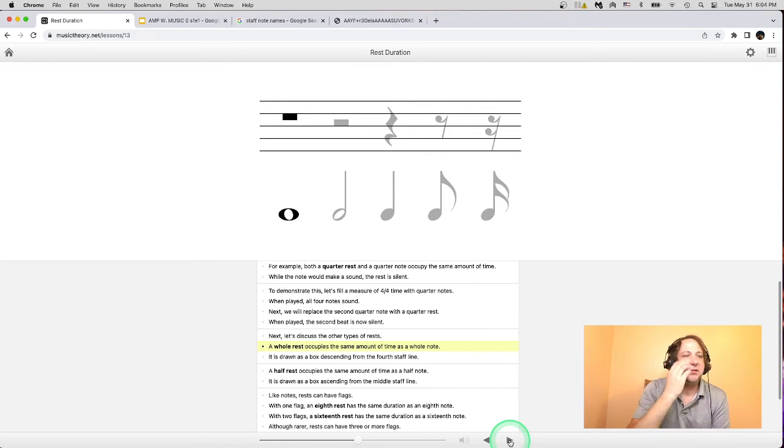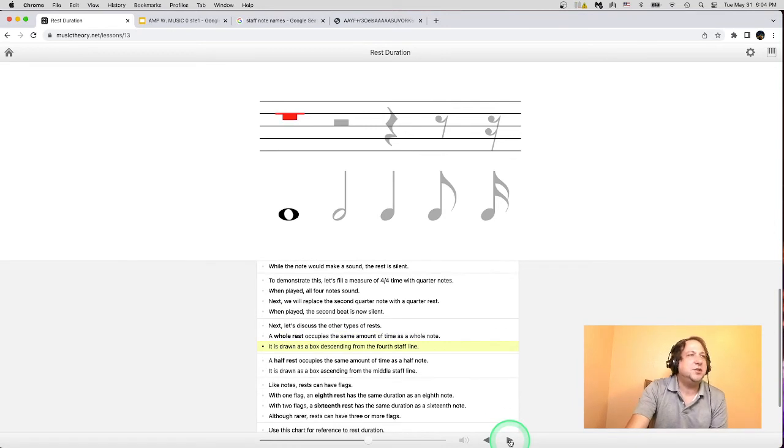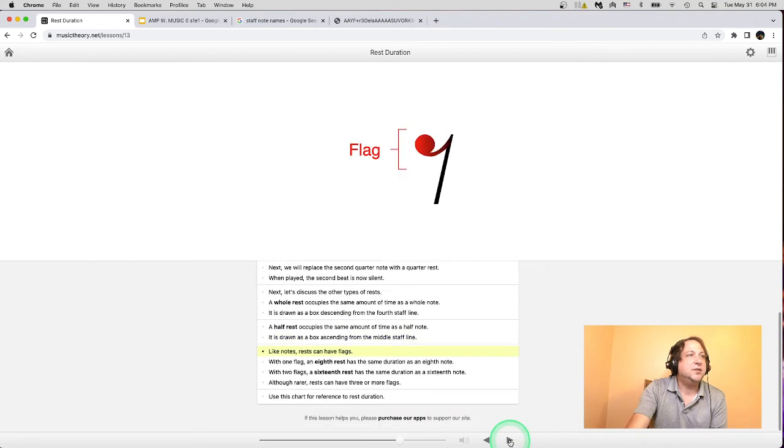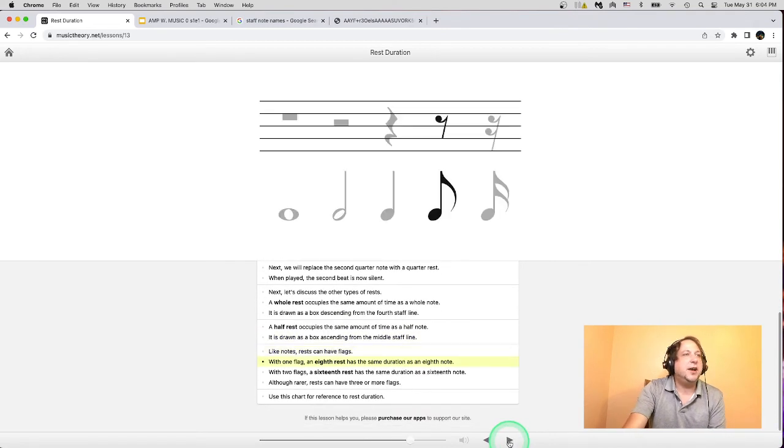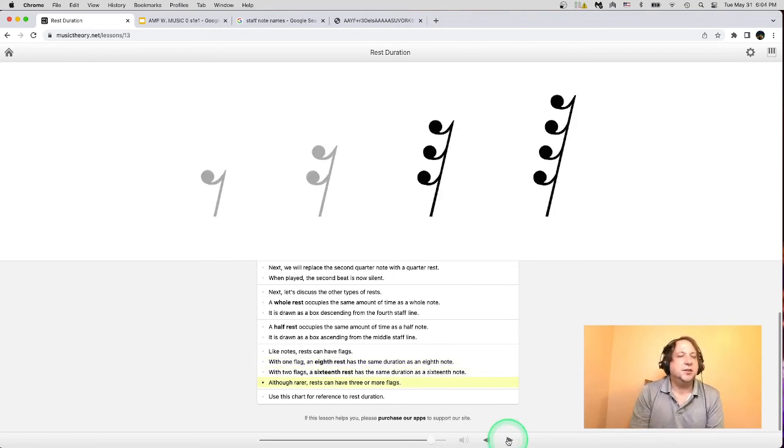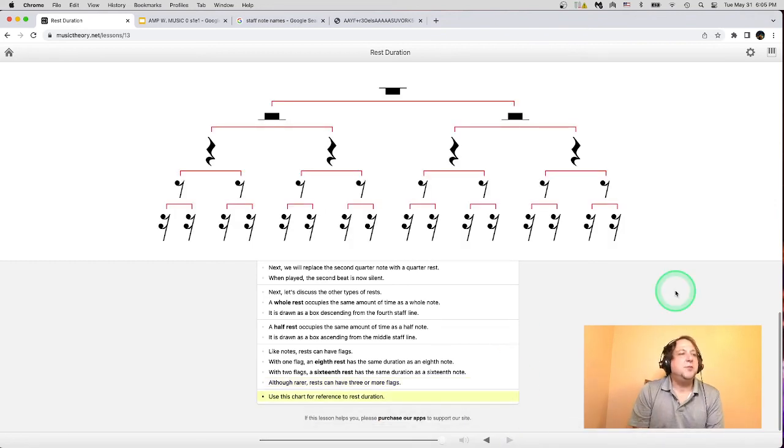Now there's all different kinds of rests with all the different durations, the same durations that the notes have. Whole rest, half rest, eighth rest with a flag, just like the eighth note has a flag. 16th rest has 2 flags, just like a 16th note has 2 flags. And then you get a 32nd with 3 flags and a 64th with 4 flags. You'll probably almost never see those. And so in the same way that we saw the note hierarchy, this is the rest hierarchy. So 1 whole rest has 2 half rests, which also has 4 quarter rests, which has 8 eighth rests, which has 16 16th rests.